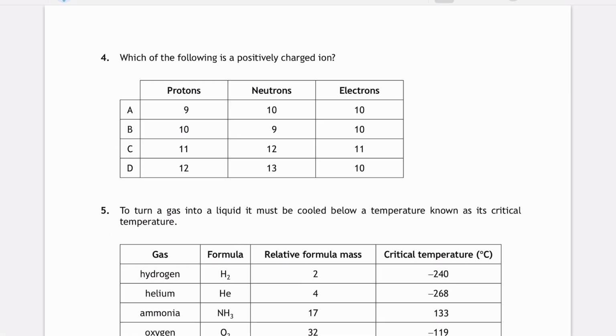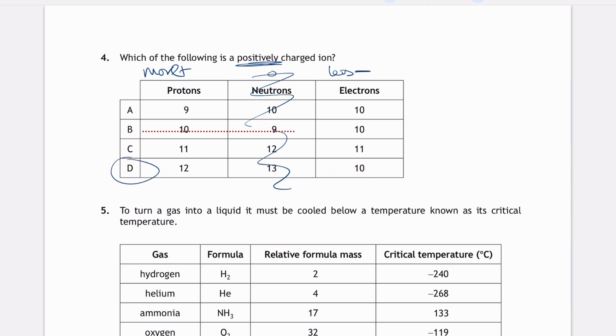The ion here is positively charged. Remember, protons are positive, neutrons are neutral, and electrons are negative. So if something's going to be overall positively charged, it needs to have more positives and fewer negatives. The neutrons aren't going to make a difference here. So if we then look down, the one that has more protons and fewer electrons is D.